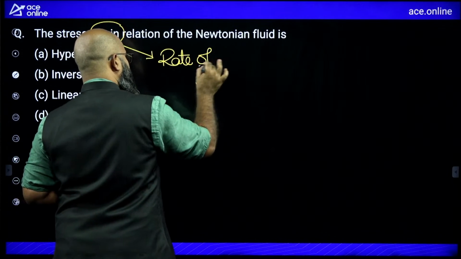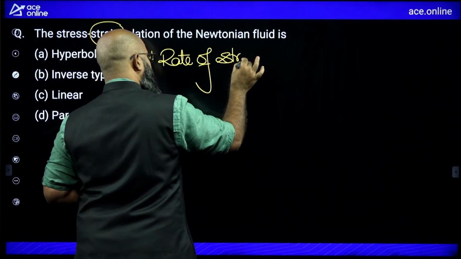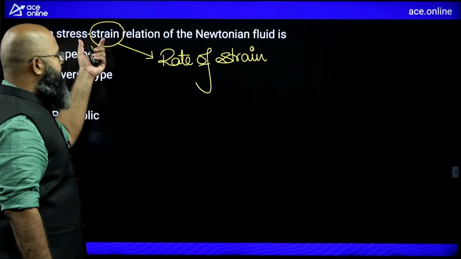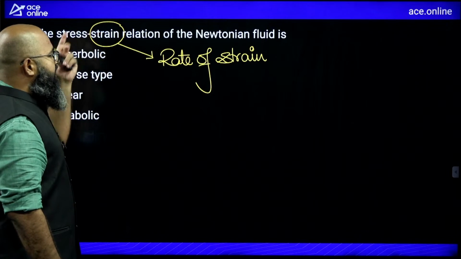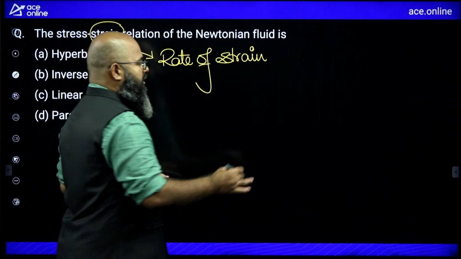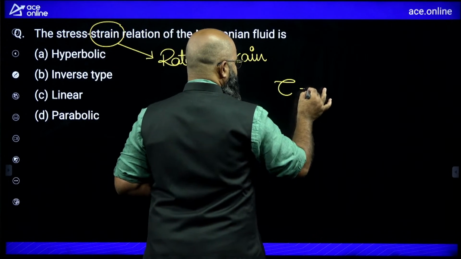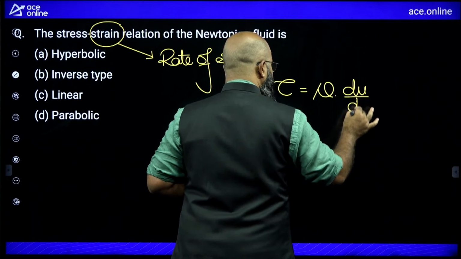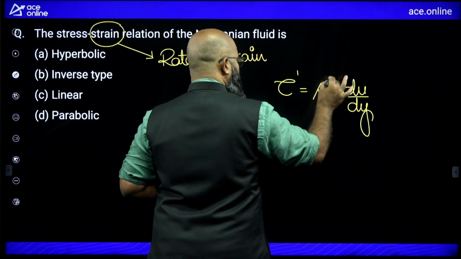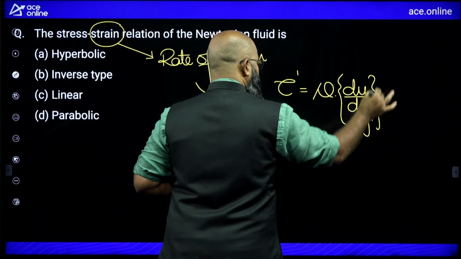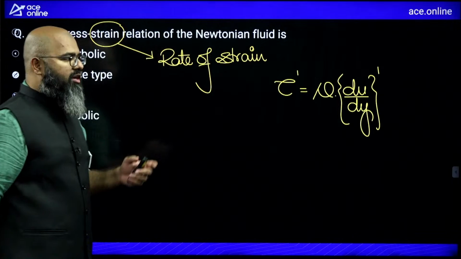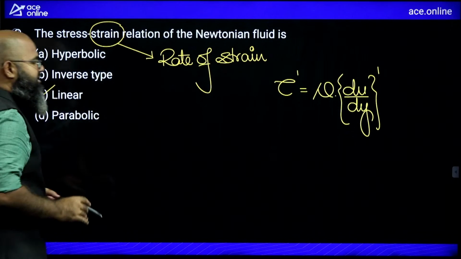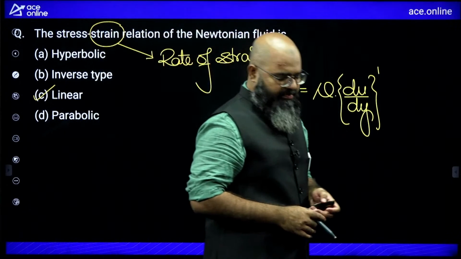Rate of strain. This would be perfectly correct. But since the SSC examination itself has given strain as a word over here, I have directly taken it as it is. Now, if you recall, Newton's law of viscosity says tau is equal to mu into du by dy, power on either side being 1. So, tau power 1 is equal to mu into du by dy whole power 1. So, you're having a linear relationship over here. So, the correct answer is option C, linear relationship.